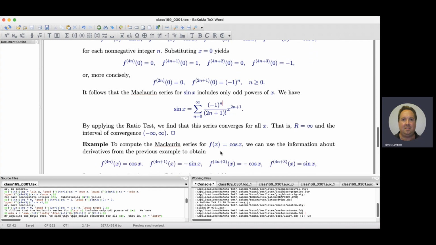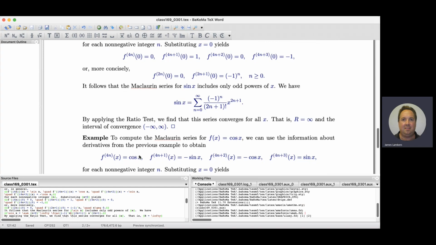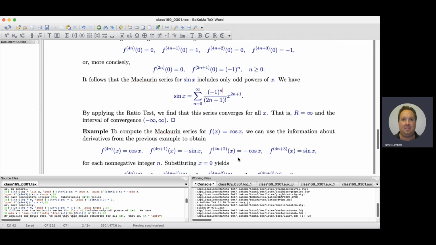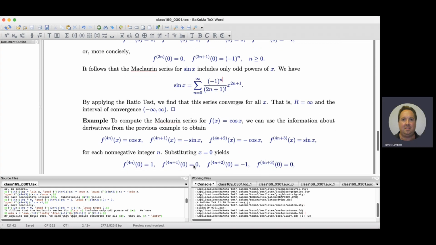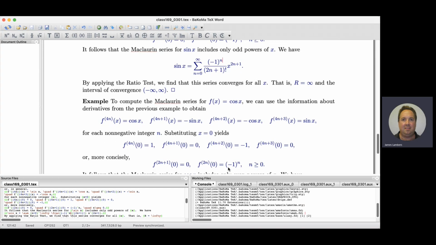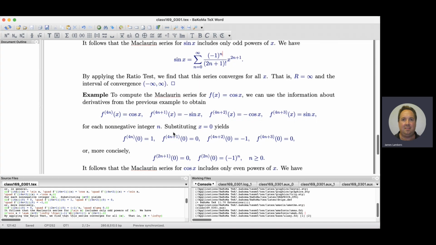We can do the same thing with cosine. Its derivatives have the same kind of cycle: cosine gives you minus sine, then minus cosine, then plus sine, and then you're back to plus cosine. So if I evaluate all of these derivatives at x equal to 0, all the odd order derivatives will be equal to 0 because sine of 0 is 0. All the even order derivatives are plus or minus 1. Another way of putting it is that all the even order derivatives of order 2n at x equals 0 are equal to minus 1 to the n. So that describes this pattern here.